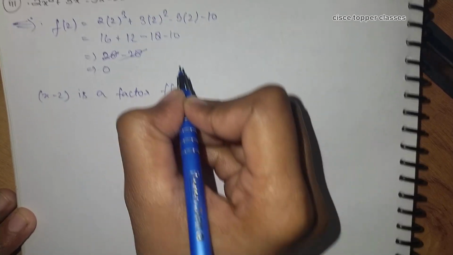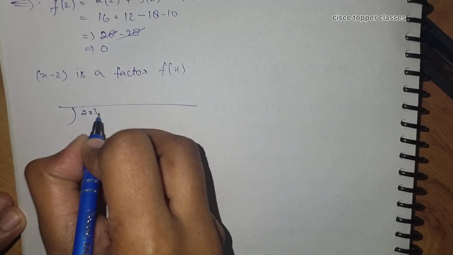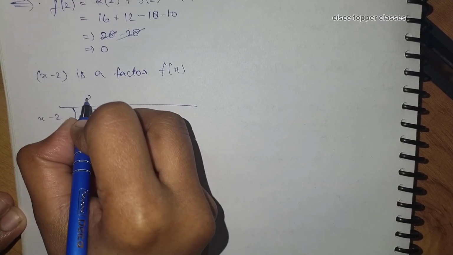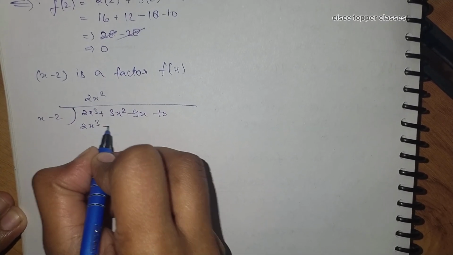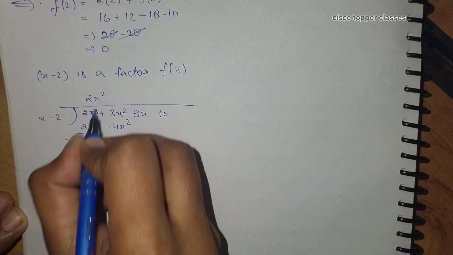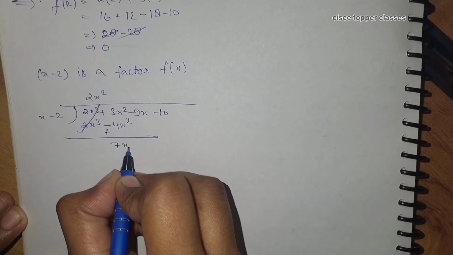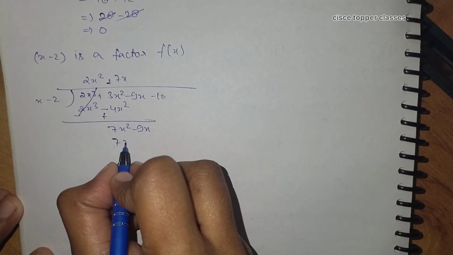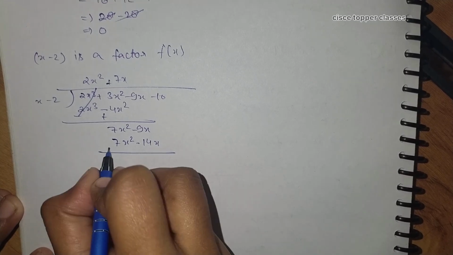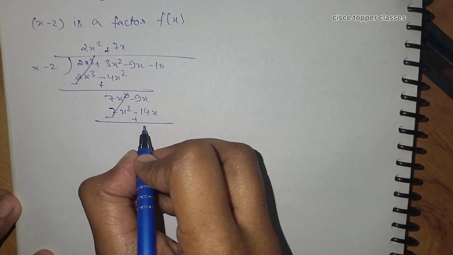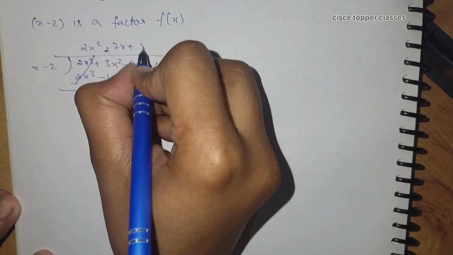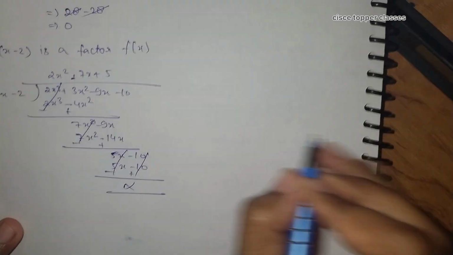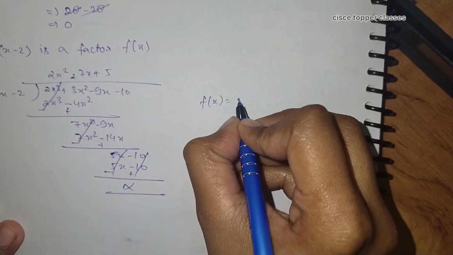Since it is a factor, we will factorize the polynomial completely. 2x cubed plus 3x squared minus 9x minus 10 divided by x minus 2 here. Multiplying with 2x squared, it will become 2x cubed minus 4x squared. This will cancel out, and here 7x squared minus 9x. Again multiplying with 7x, that will become 7x squared minus 14x. This will again cancel out, and we will get 14 minus 9, that is 5x minus 10. Multiplying with plus 5, that will become 5x minus 10. This will cancel out, and we get the remainder 0.